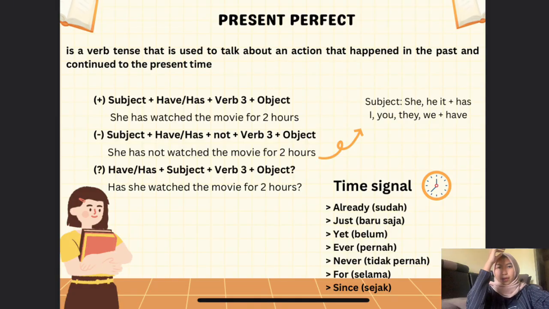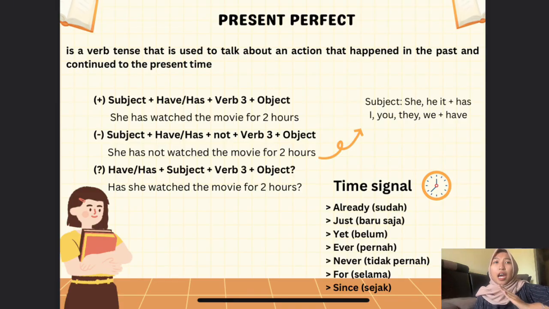Present perfect. Okay, present perfect is to talk about an action that happened in the past and continues to the present time. Jadi present perfect itu adalah aksi yang sudah terjadi di masa lampau dan masih berlanjut sampai saat ini. Oke, in the present perfect we use verb 3, kata kerja bentuk ketiga. You can see the formula: subject plus have or has plus verb 3 plus object.